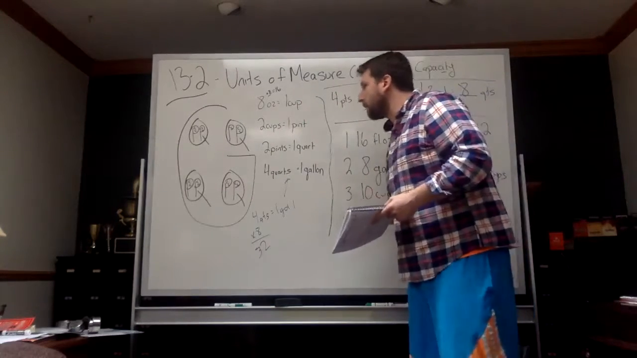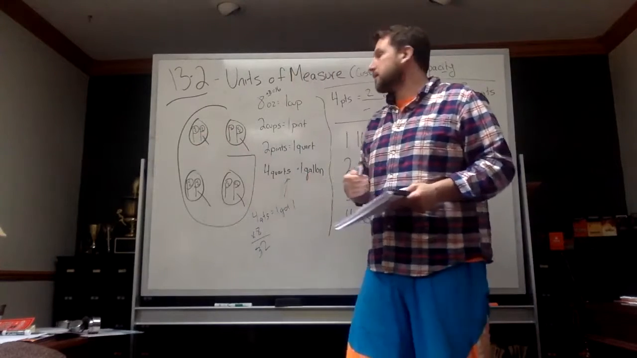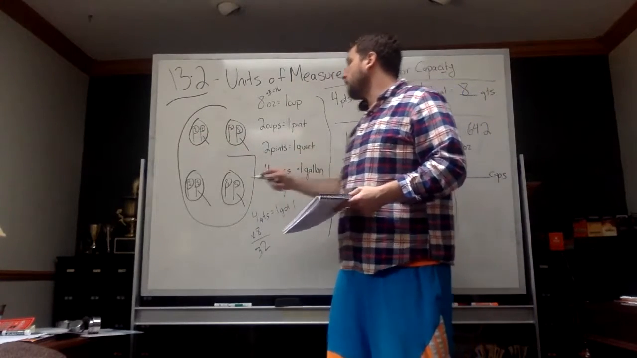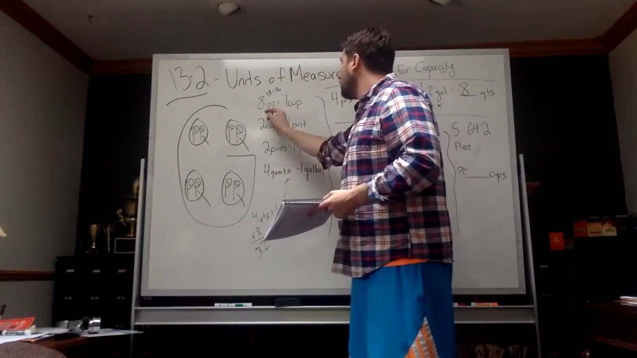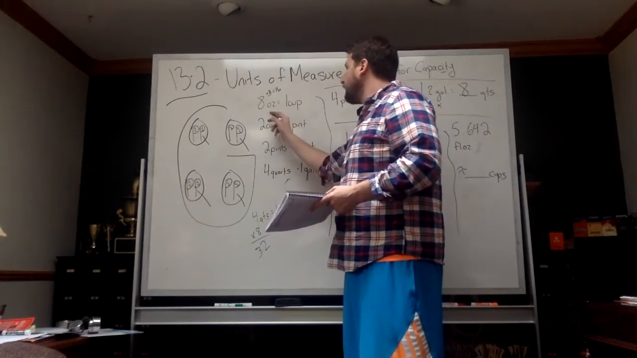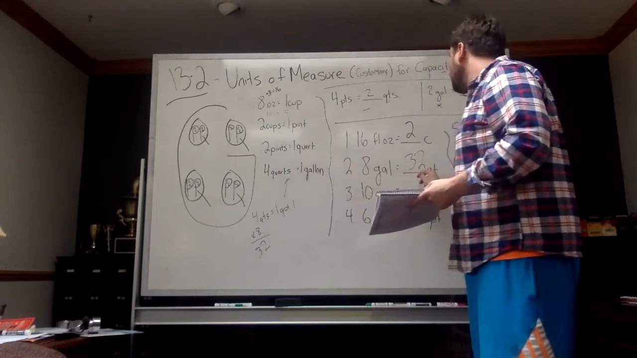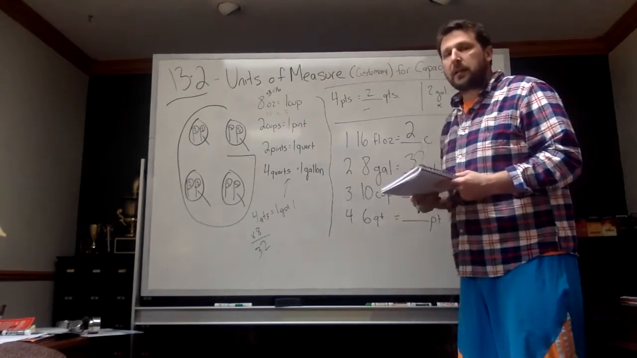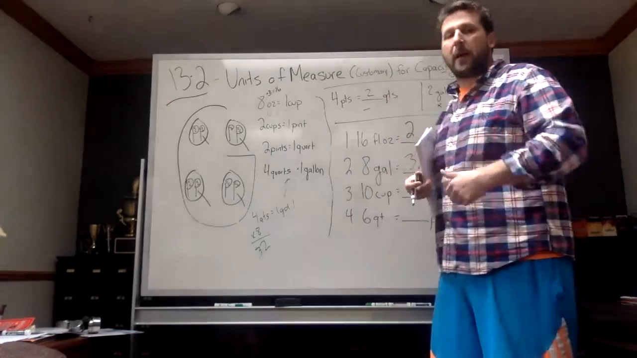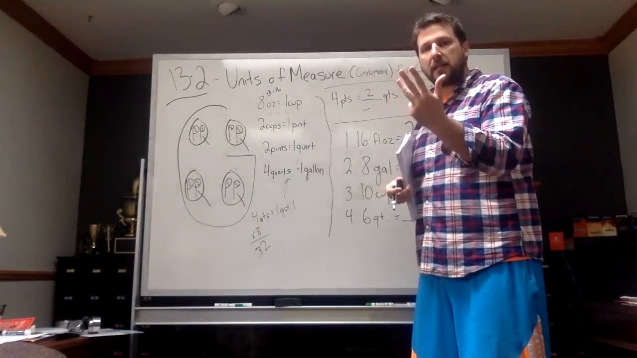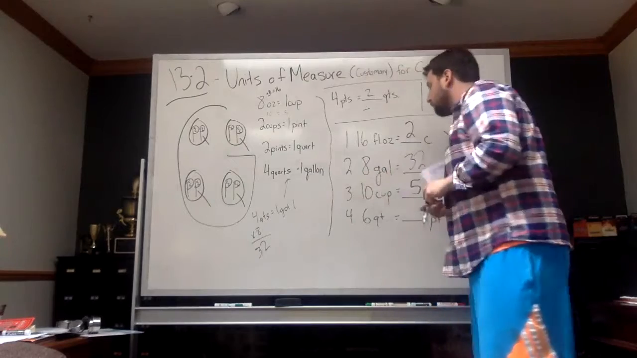Next, 10 cups is how many pints? Again, we know there are 2 cups in every pint. So now we have 10 cups. We take that 10 and divide by 2, and that means there are going to be 5 pints in those 10 cups, because for every 2 cups, there's a pint. So 2, 4, 6, 8, 10. So 5 pints would equal 10 cups.